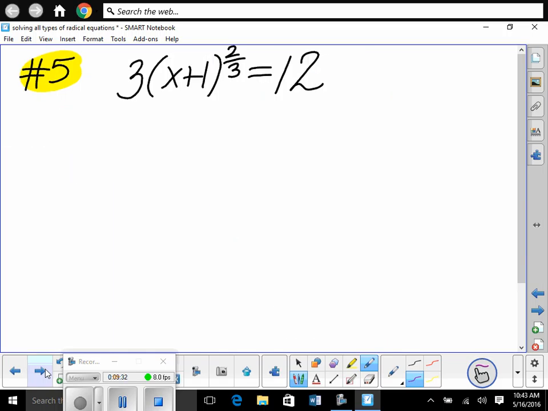Last one. Then the rest of the time will be yours to practice. So this is a radical equation. A lot of students don't realize it. It's a radical equation in disguise, especially if they don't have a strong background in rational exponents as radicals.